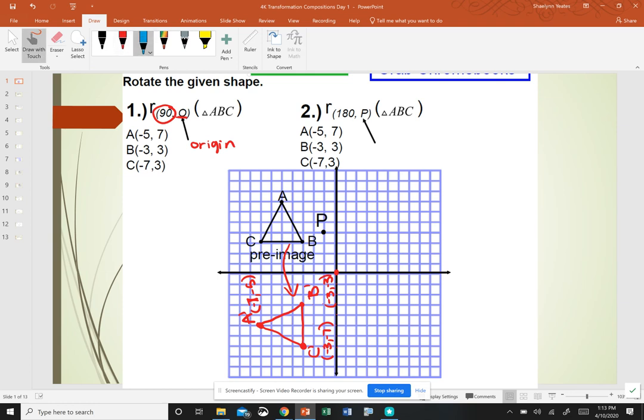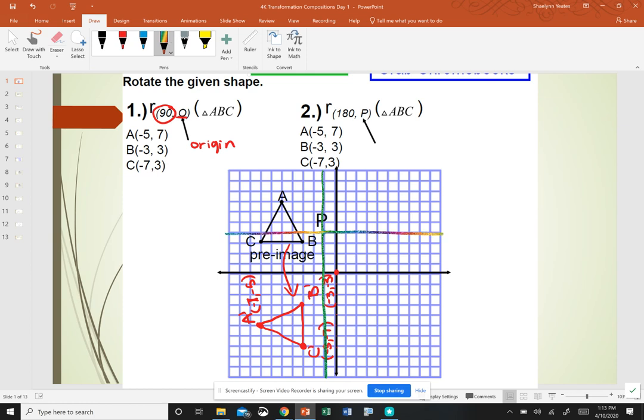I'm going to do exactly the same thing, but now my point of rotation is going to be point P, which is this point right here. That's what I'm going to rotate around. And I'm going to rotate 180 degrees around this point. So first I'm going to draw my new axes through my point P. Okay, so now I'm going to rotate 180 degrees.